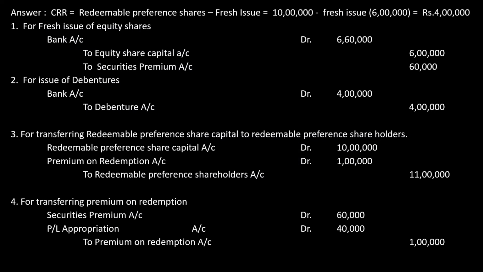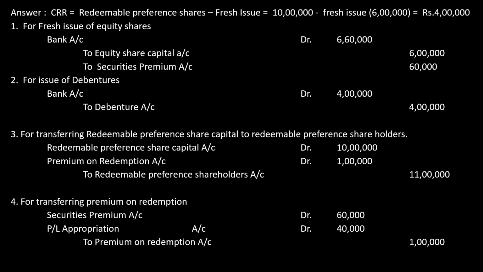First, the formula: redeemable preference share capital minus fresh issue, that is the CRR formula. 10 lakh minus fresh issue. How much is the fresh issue? What is the fresh issue shown in the sum? The company decided to issue 6,000 equity shares, isn't it? 6,000 equity shares, rupees 100 each, which means 6 lakh. So 10 lakh minus 6 lakh will give me 4 lakh.